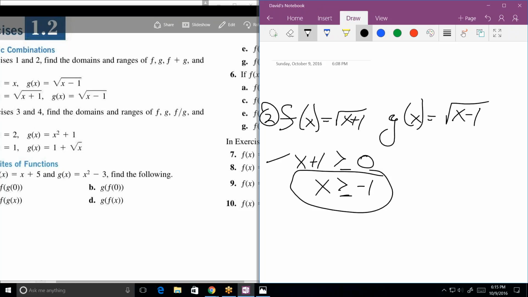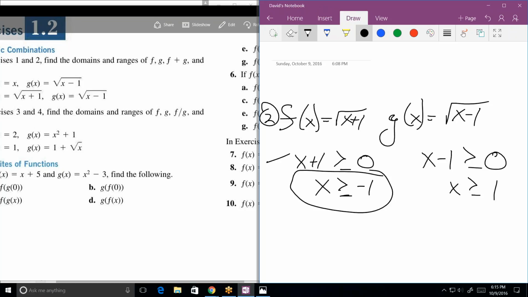Okay? For g of x, we'll get back to the range in a second. But for g of x, what's the domain? What's my inequality? x minus 1 is what? Greater than or equal to 0. So always greater than or equal to 0 when you're dealing with a radical sign, unless it happens to be in a denominator, and then it can't be equal to 0. You can take the square root of 0, but you cannot divide by 0. So this one is greater than or equal to positive 1.